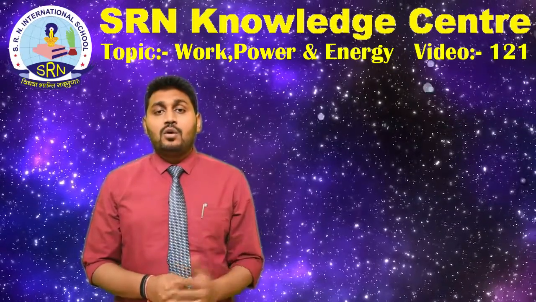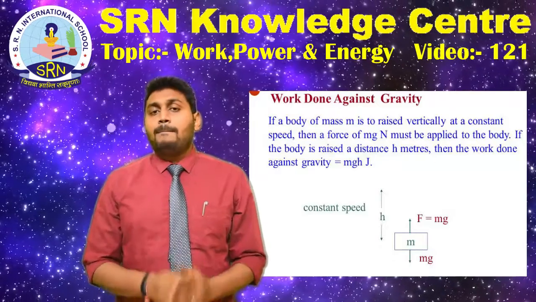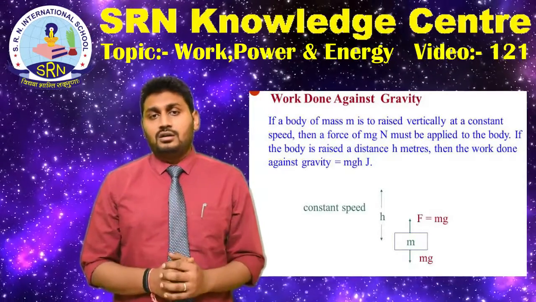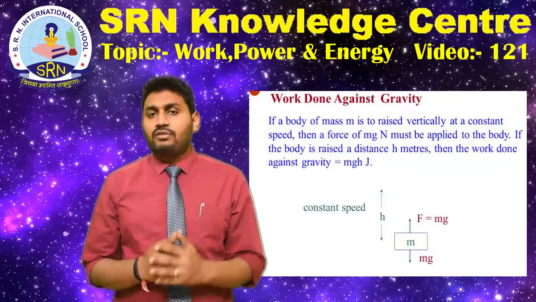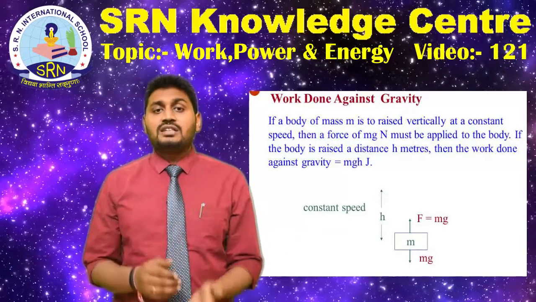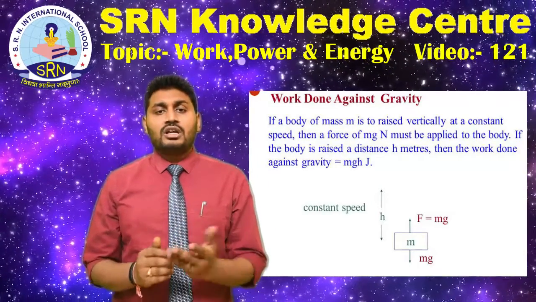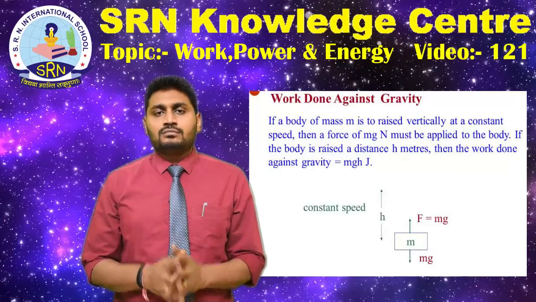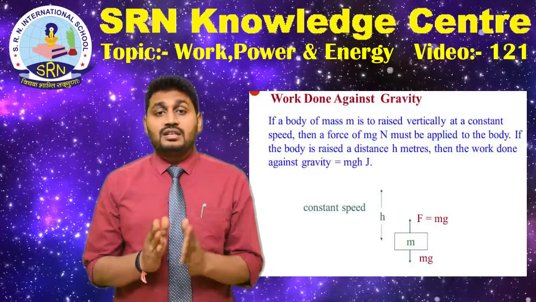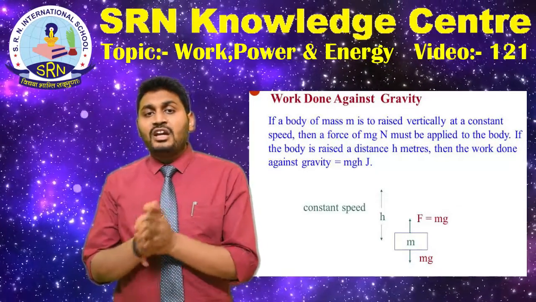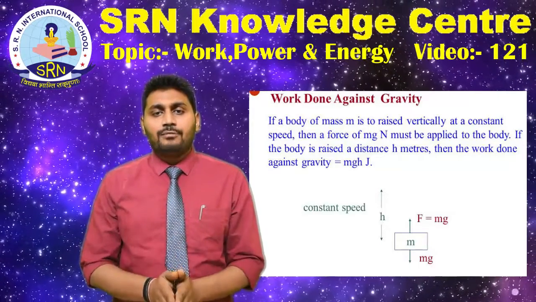Now, the next topic is work done against gravity. The force of gravity of Earth pulls everything towards the surface of the Earth. So, if we lift a book from a table, we do the work against the force of gravity. It means that when a body is lifted vertically upwards, then the force required to lift the body is equal to its weight. So, whenever work is done against gravity, the amount of work done is equal to the product of the weight of the body and the vertical distance through which the body is lifted.